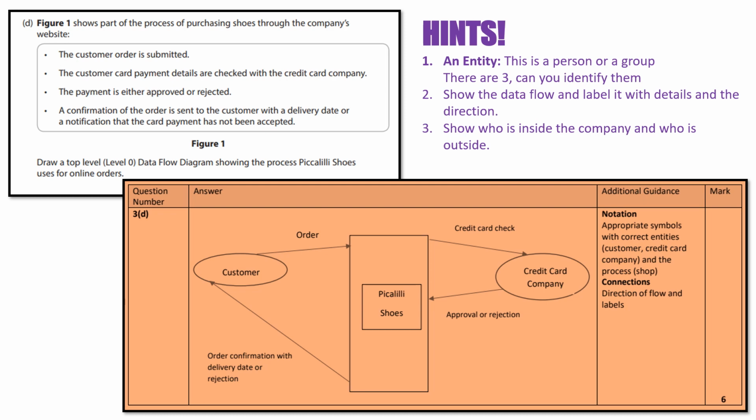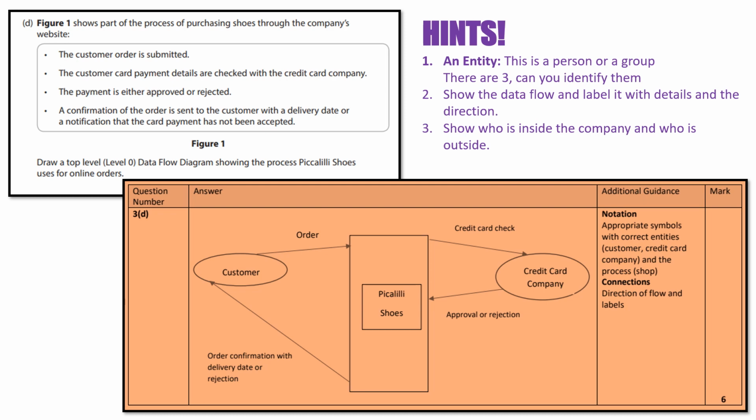Okay, so with the mark scheme, to get 6 marks you've got to use the correct symbols and you've got to show all of the pieces of data and which direction they flow in. The best tip I can give you is to just try and use the actual language that is in the question, and then you can't go far wrong. For example, when it says on the 3rd bullet point, the payment is either approved or rejected, if you use that particular language on the diagram, then you can't really go wrong.